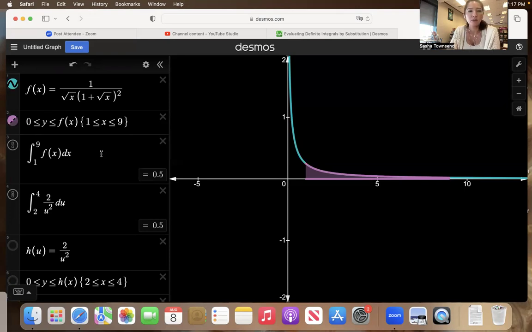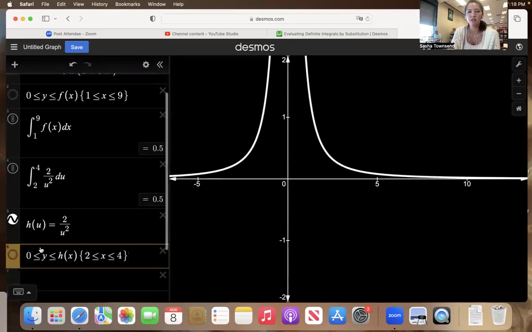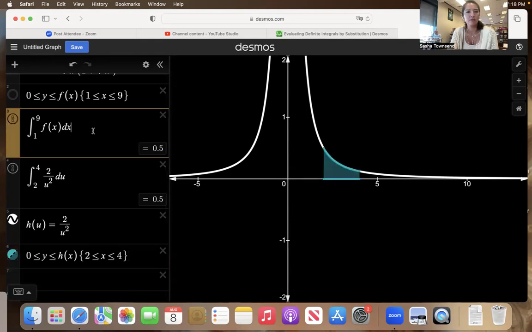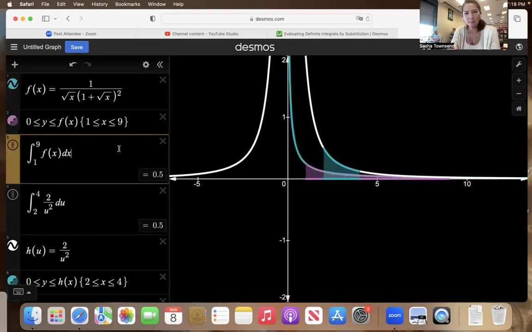Now I wanted to show you that we also get an answer of 1/2 if we evaluate the integral from 2 to 4 of that function of u with respect to u. And then we can visualize that area as well. This integral, which represents this area, is equal to this other integral, the integral of this function, h of u equals 2 divided by u squared, from u equals 2 to u equals 4. So that area under that curve is equal to this area under this curve. We see we get the same thing either way.